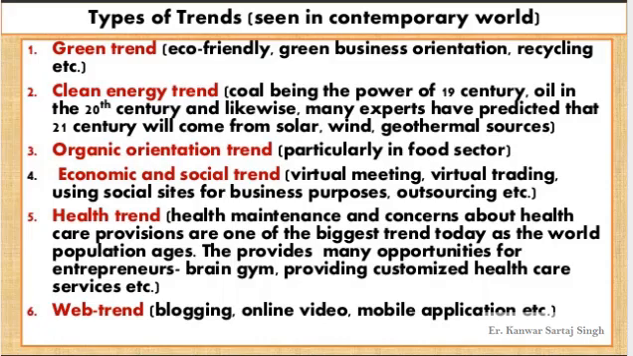Fifth is the health trend. Health maintenance and concerns about healthcare provisions are one of the biggest trends today as the world population ages. This provides many opportunities for entrepreneurs, brain gym, providing customized healthcare services, etc. There are two types of industries which are really growing in the world now: the sickness industry and the wellness industry. The sickness industry says you get sick and you come to us, have medicines, and the wellness industry says you come to us, you stay healthy, and you don't need to get sick at all. So people are really working towards this trend, that is the health trend.